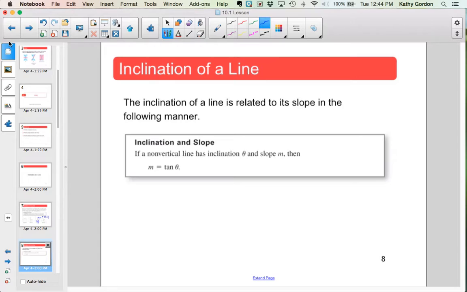And by being able to say that, since I can usually come up with slope from the equation of whatever the line is, I should then be able to come up with what theta is, because it's just going to be the inverse tangent of that slope. Everybody following me?